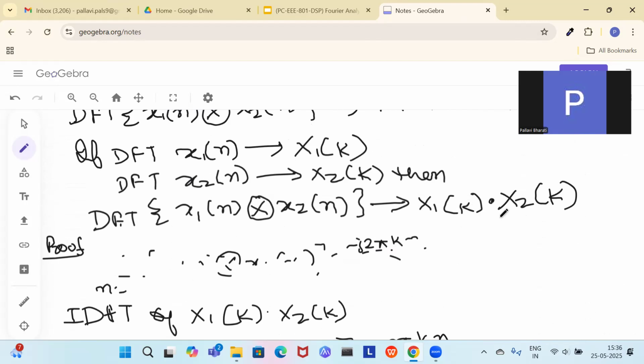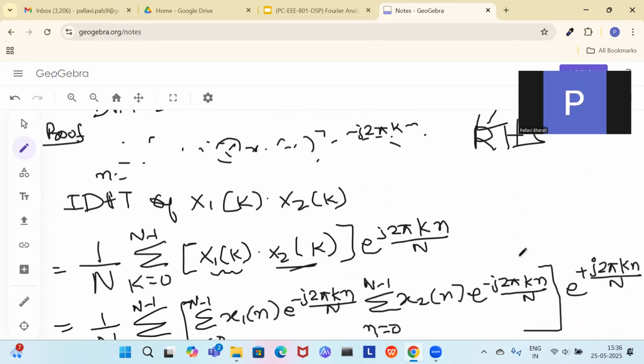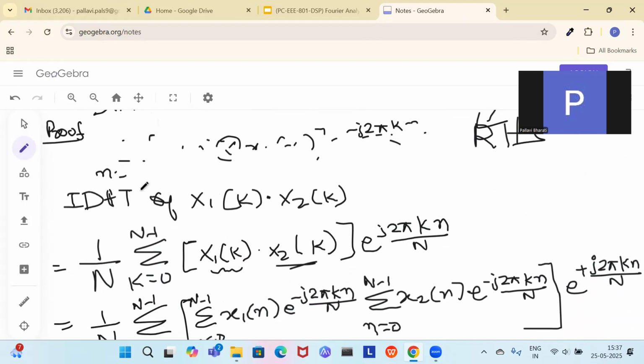But while proving, we started with the RHS. So RHS we have taken. So we took the IDFT of the RHS. RHS was given as X1(k) into X2(k). So I took the IDFT, inverse DFT of this one.